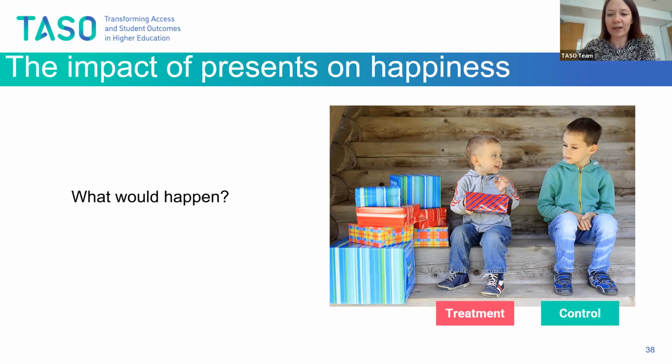The second thing that we need to consider under this assumption of independence is the spillover. And that's really what we're seeing with the children and the presents here. So the impact of the intervention on one person is going to spill over and impact other people who are close in proximity to them. And therefore, we don't have a true control.